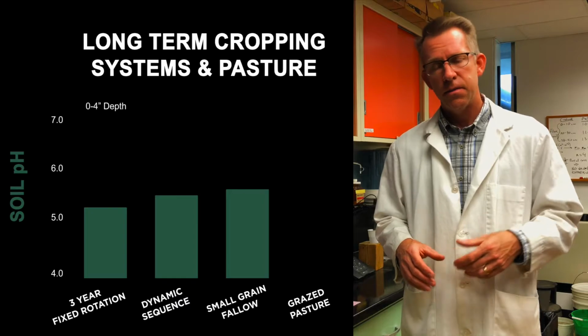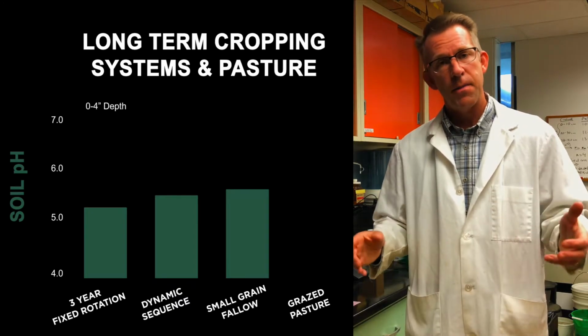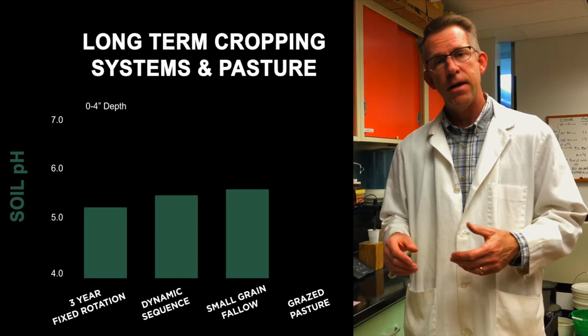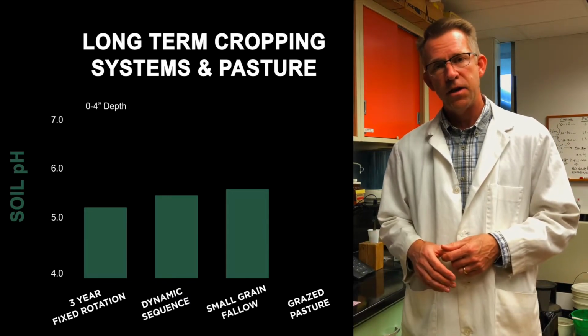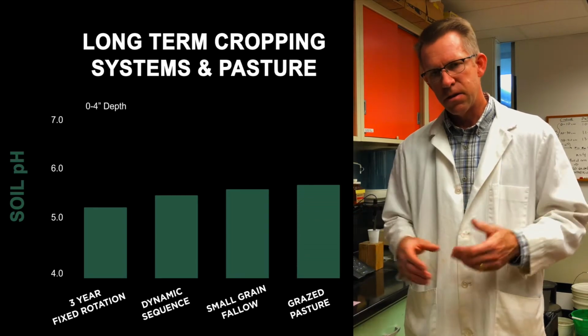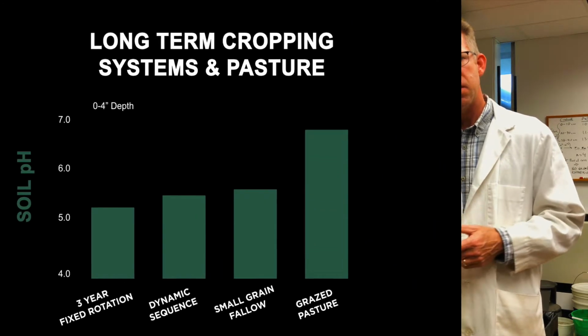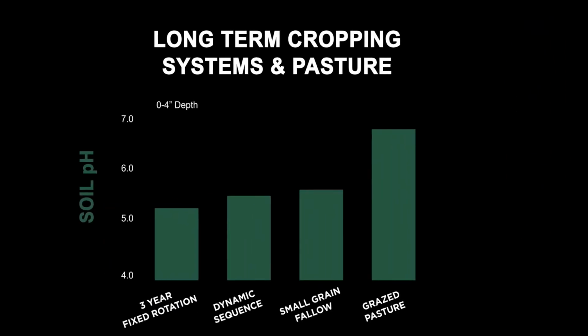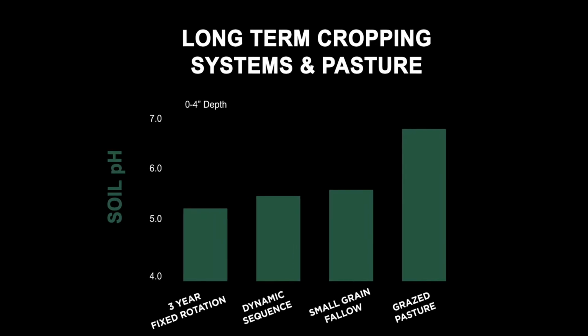However, it's important to point out that all of our cropping systems are really becoming more acidic over time when we compare our pH values relative to our long-term grazed pasture, which is sort of a historically native, fairly stable soil condition. You can see that we've dropped 1.5. Places are like 100 times more acidic under dryland cropping.